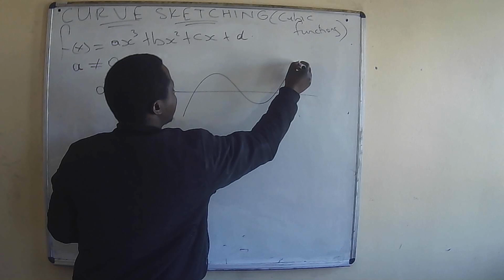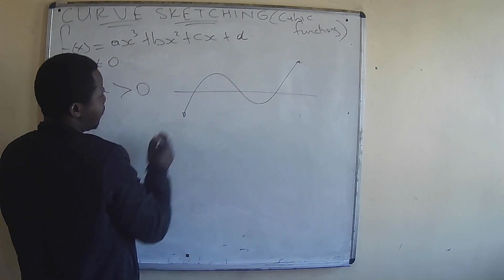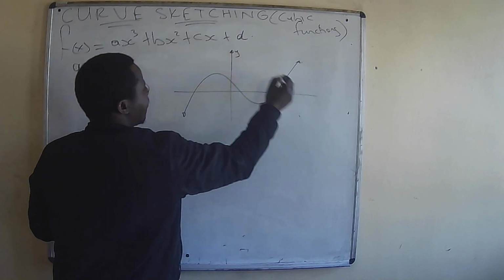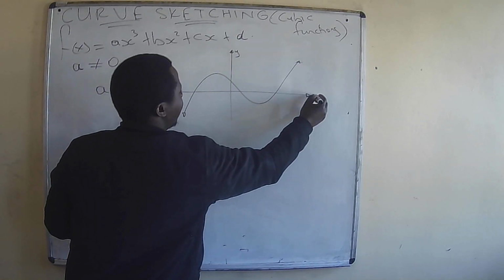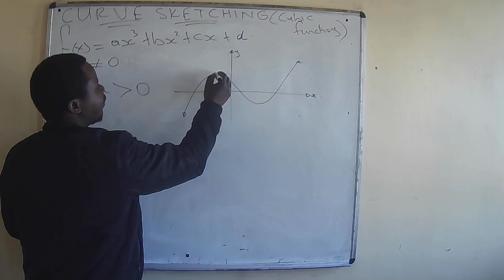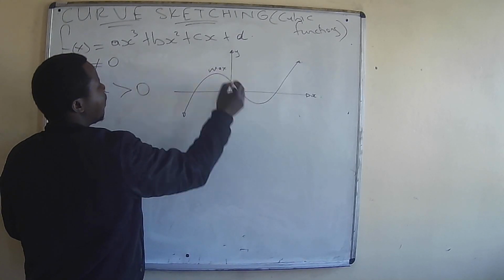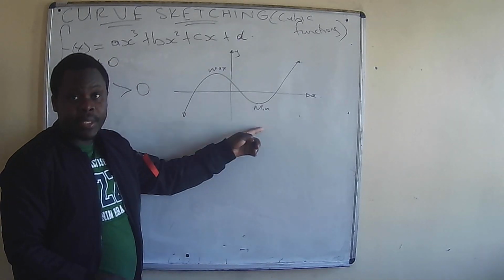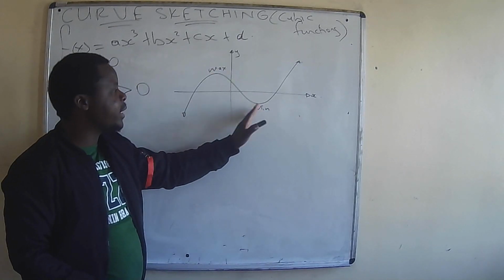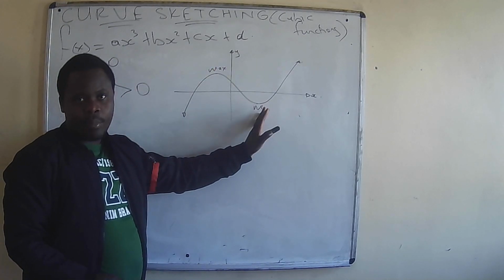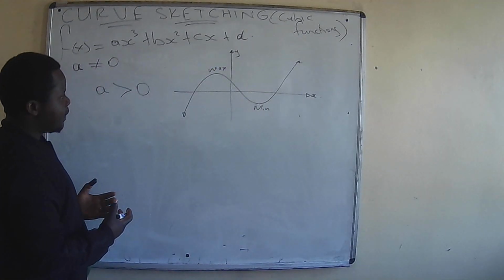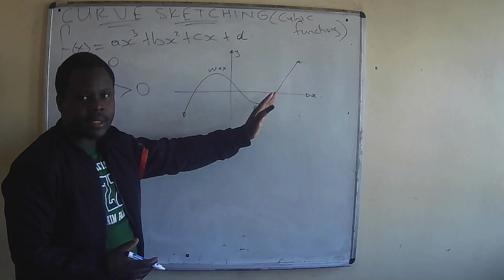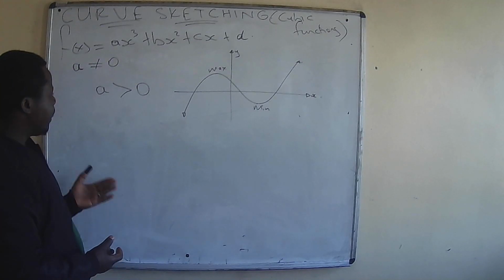We have a sketch of this format. We have our y-axis, we also have our x-axis, we also have our local maximum and our local minimum, which are the turning points in this case. So what you need to know is that if a is bigger than 0, your curve takes this format. So let's check out if a is less than 0.